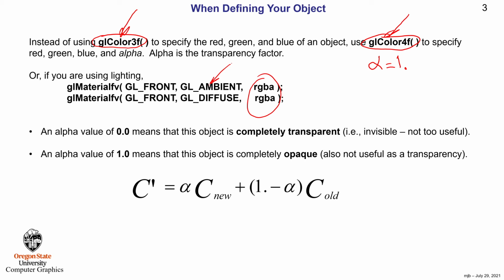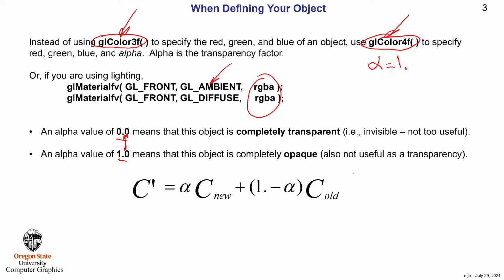An alpha value of 0 means the object is completely transparent. By convention, alpha equals 0 means transparent. Not terribly useful. An alpha of 1 means the object is completely opaque, also not terribly useful. And so the real fun comes as you vary alpha, something greater than 0, something less than 1.